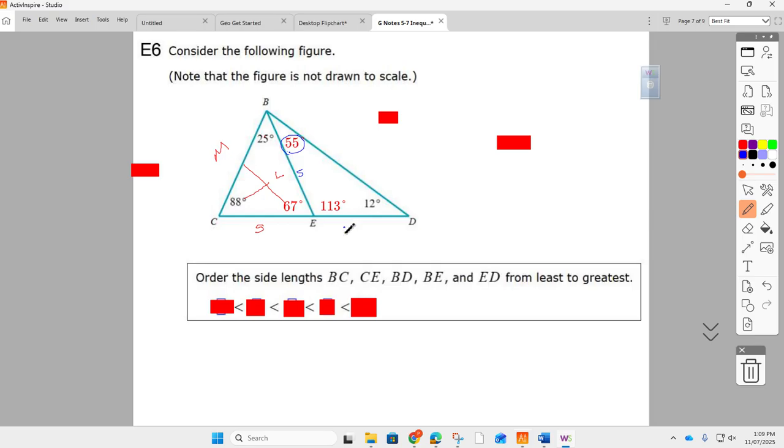The longest side is across from the biggest angle.